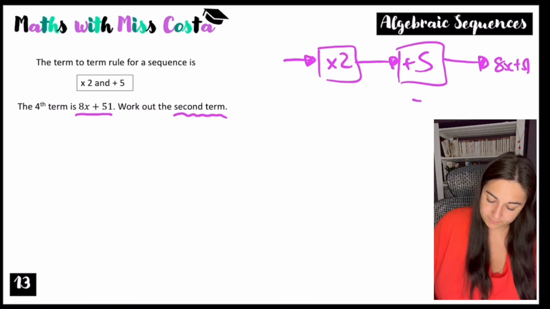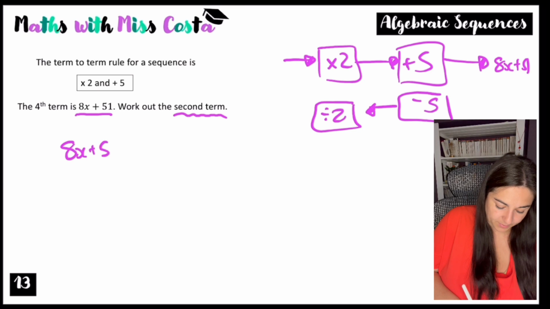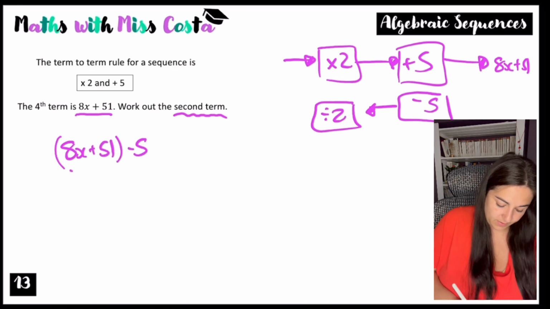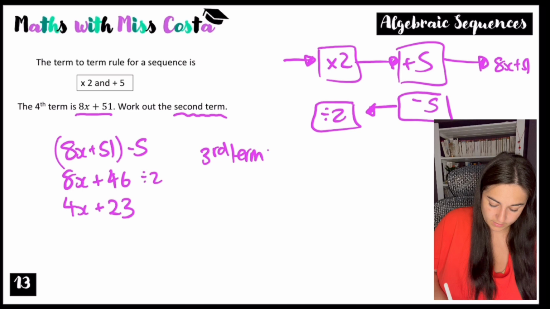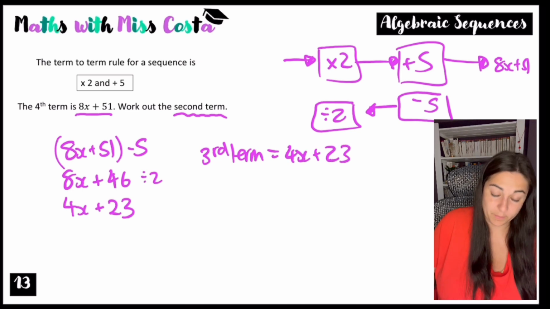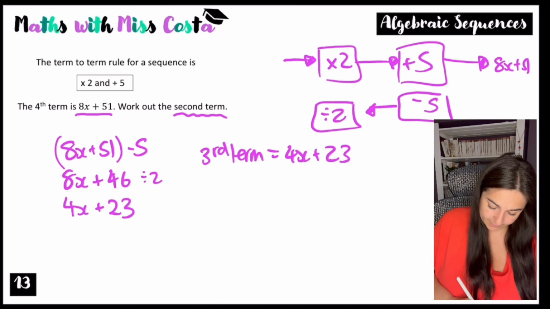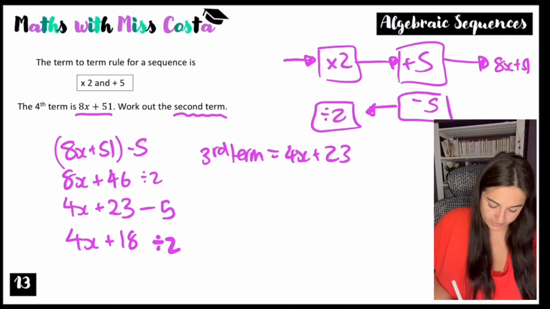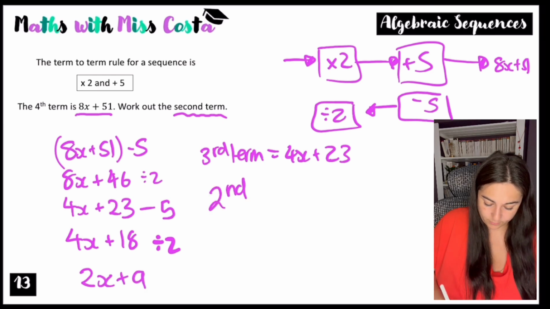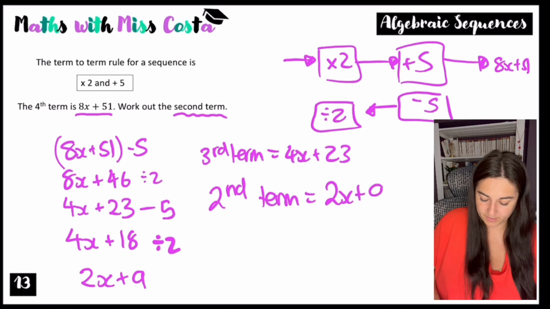So what do I need to do? Well, first step, to go to the inverse, I would subtract 5, and then I would divide by 2. So 8x plus 51, take 5, would become 8x plus 46, and then divide it by 2. So that would become 4x plus 23. So the third term is 4x plus 23. I need to go backwards again to work out the second term. So I've got 4x plus 23. Take 5 would give me 4x plus 18, and then divide by 2 would give me 2x plus 9. So therefore the second term would be 2x plus 9.